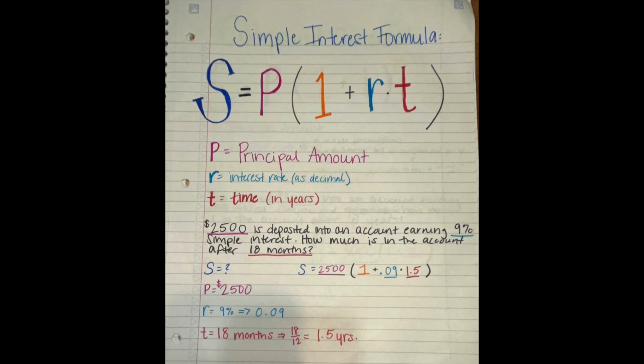So in this scenario, the formula would be S equals 2,500, and then in parentheses it would be 1 plus 0.09 times 1.5. 0.09 represents the interest rate, and the 1.5 represents the time in years.